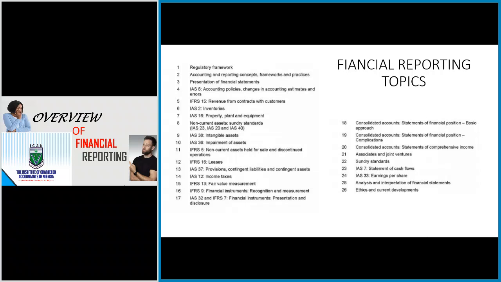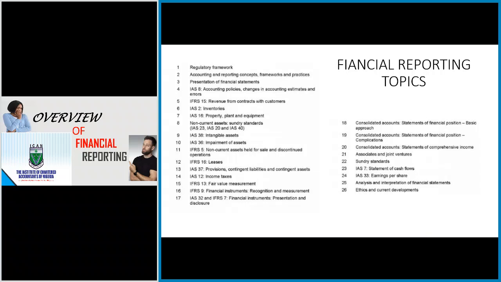Then we move on to the eighth topic, which deals directly with non-current assets or sundry standards, and it has a lot of accounting standards that relate with it. We need to know IAS 40, IAS 20, IAS 23, among so many other IASs that we will study under non-current assets, to be well grounded on how to present and when it comes to transactions that relate with non-current assets.